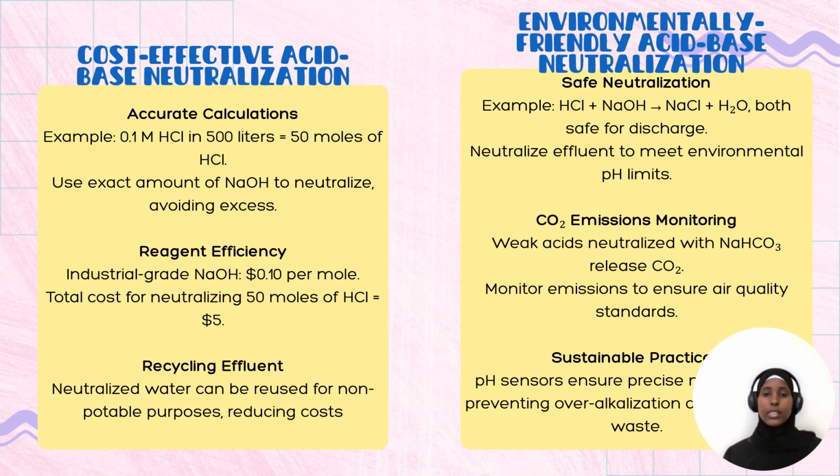In some cases, industries are using baking soda to neutralize acid. This works well, but it releases carbon dioxide gas. If done on a large scale, the carbon dioxide needs to be measured to make sure it doesn't impact air quality. We also use pH sensors to ensure we are neutralizing correctly.